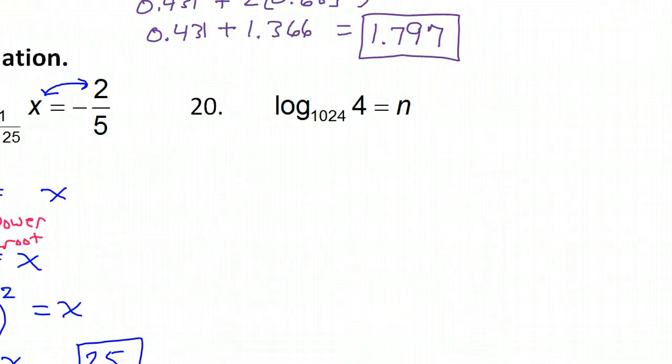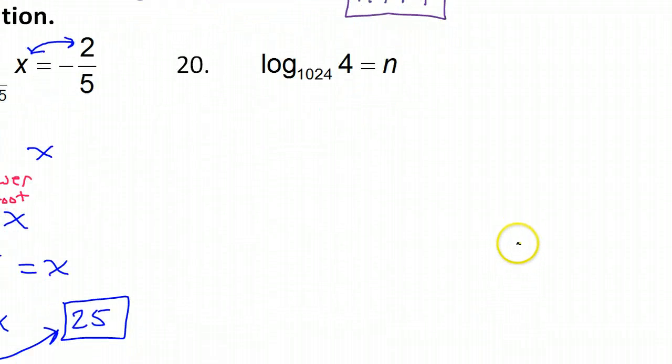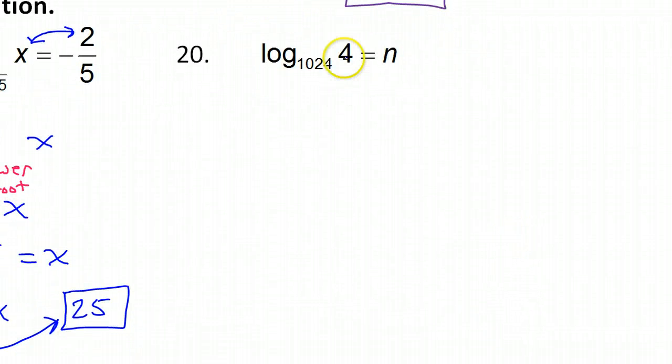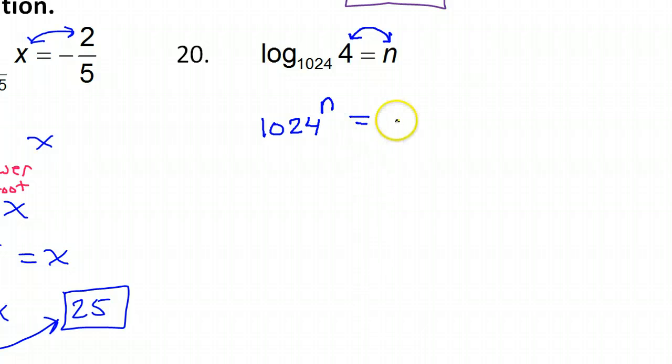Alright, so I think this is going to be the last problem. So number 20. So one more time, writing this in exponent form, start with the base. So I'm just going to bring this down. So I've got 1,024. And these basically switch places. So I'm going to have the nth power is equal to 4. So in other words, 1024 to what power gives you 4?